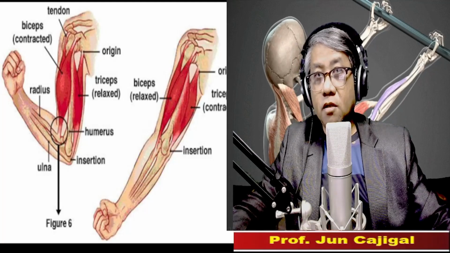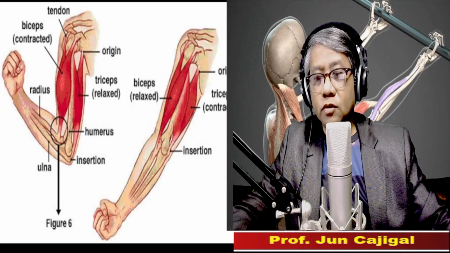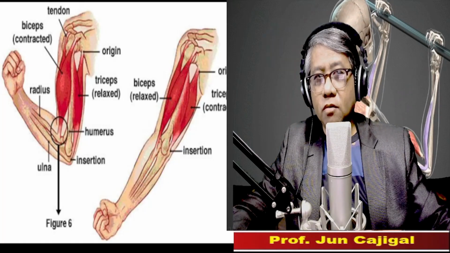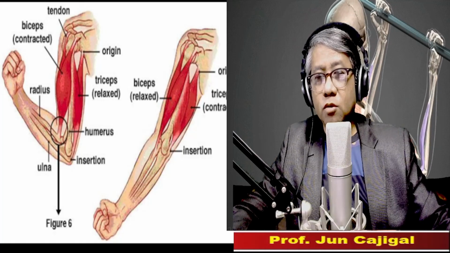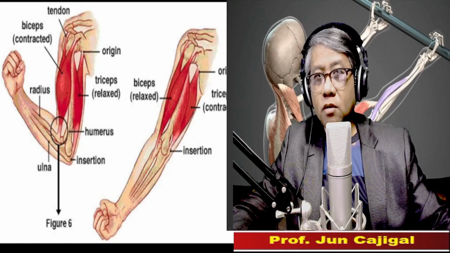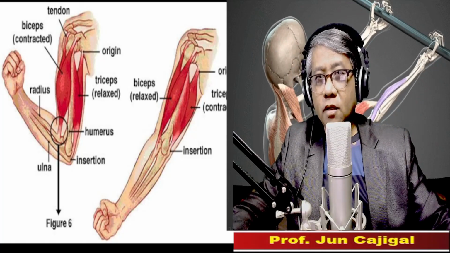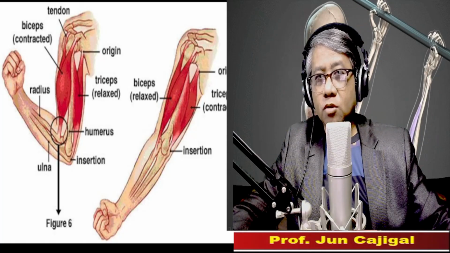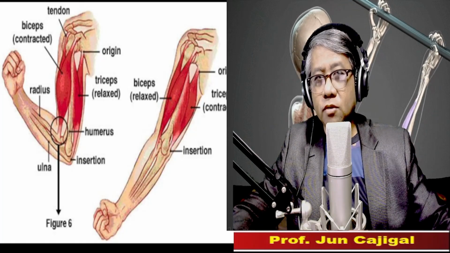And again, skeletal muscles are attached to our body framework or bones by means of tendons. The point of attachment of a skeletal muscle to an immovable bone is what we call the origin, and the point of attachment of the skeletal muscle to a movable bone is what we call the insertion.